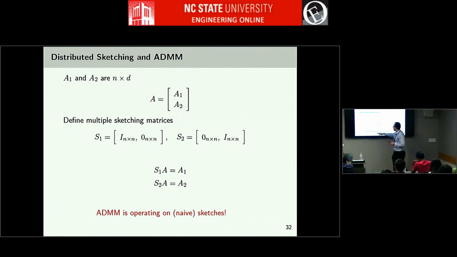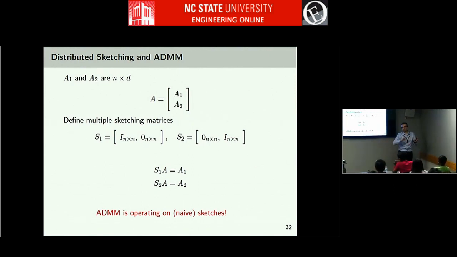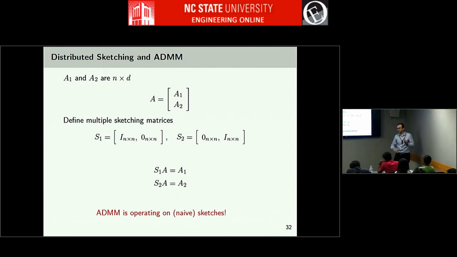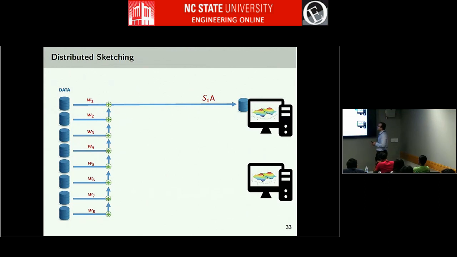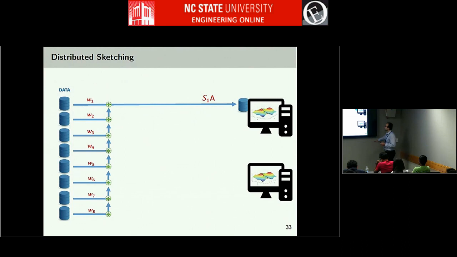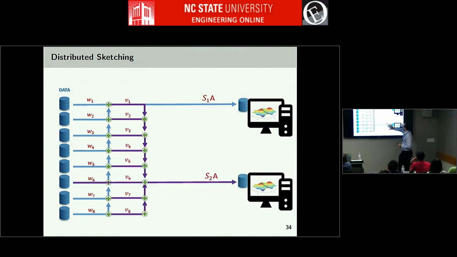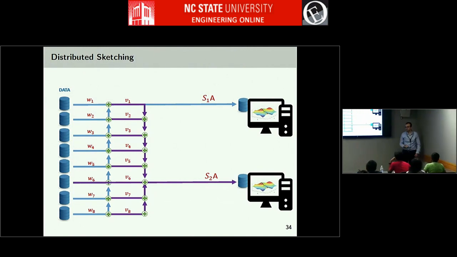And we can say ADMM is operating on naive sketches. Naive because it's just 0 and 1. It's not mixing entirely, right? It's doing local sampling into 2. So what happens if we do sketching? Now we will take linear combinations, get S1A here, take another set of linear combinations, get S2A here, right?